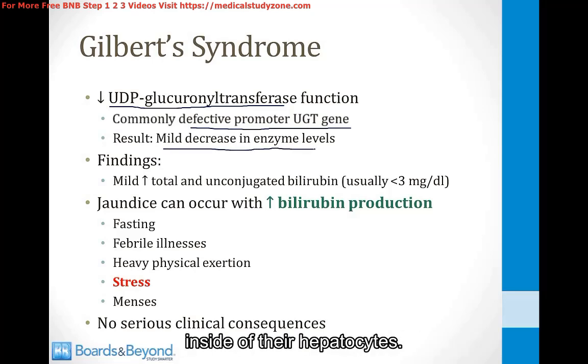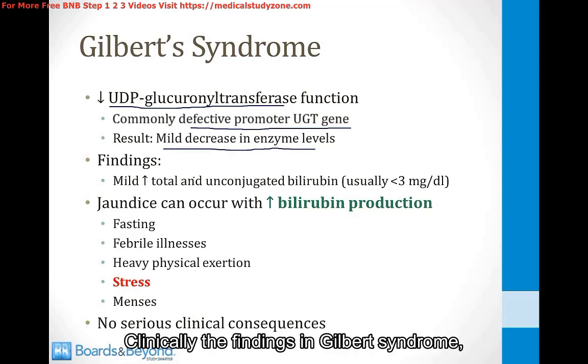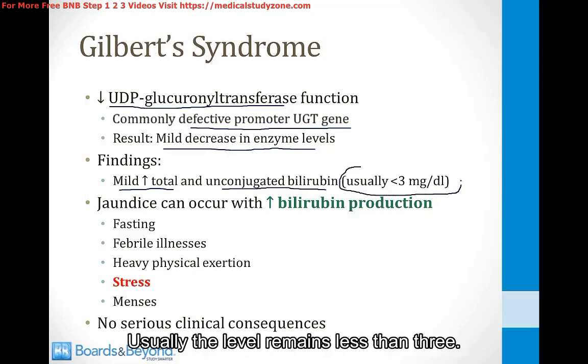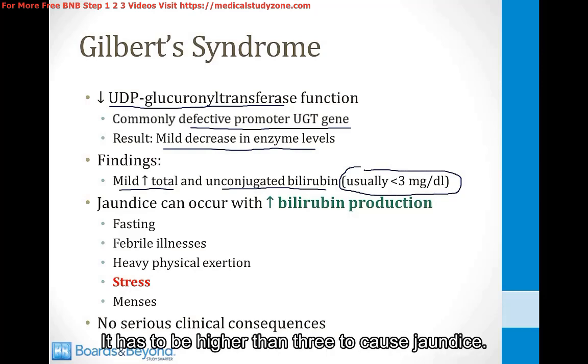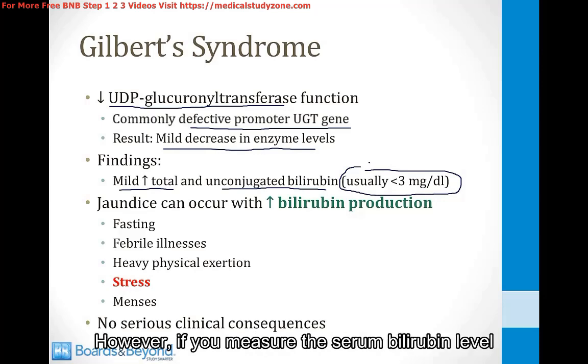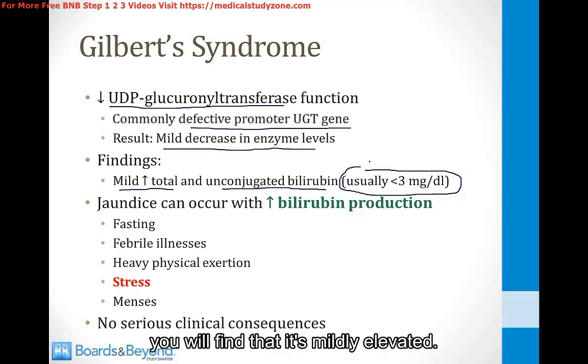and they have a mildly decreased level of enzymes inside of their hepatocytes. Clinically, the findings in Gilbert syndrome include a mild increase in total and unconjugated bilirubin levels. Usually the level remains less than 3, and remember what I told you before, it has to be higher than 3 to cause jaundice. So usually these patients are not walking around with jaundice.